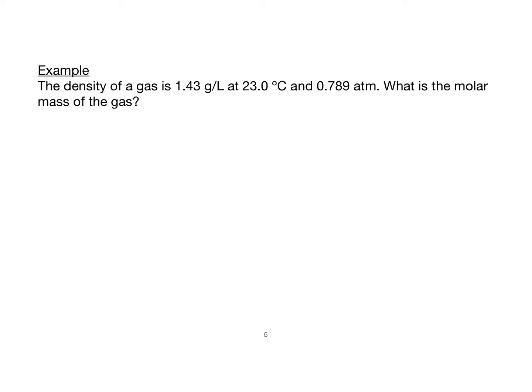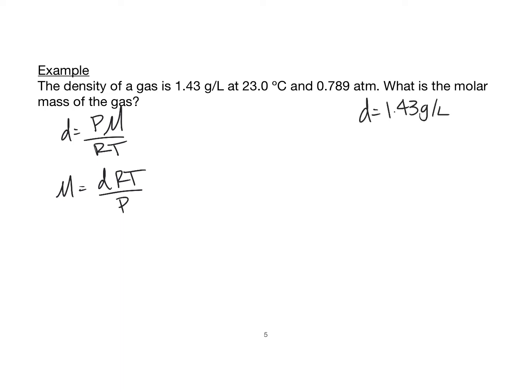So in this case, we know that the density of a gas is 1.43 grams per liter at 23 degrees Celsius and 0.789 atmospheres. What is the molar mass of the gas? So we're going to use the same equation where D equals PM over RT, but this time we want to solve for M, where that is dRT over P. And so we know that the density is 1.43 grams per liter.